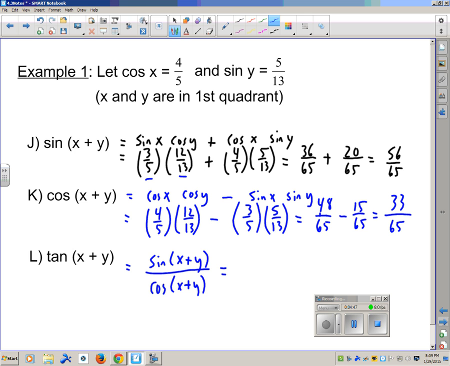So what is the sine of x plus y? Well, we found it to be up here, 56 over 65. What is the cosine of x plus y? It is 33 over 65.